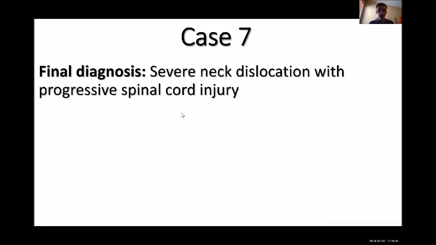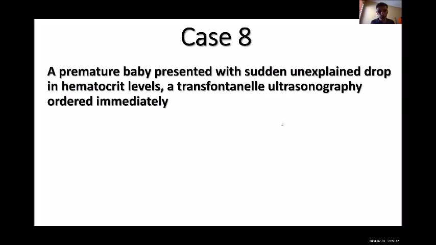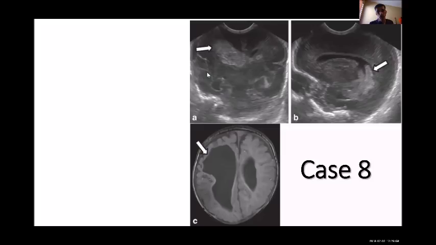Okay, so the diagnosis: severe neck dislocation with a progressive spinal cord injury. Case number 8: a premature baby presents with a sudden unexplained drop in hematocrit level, and transfontanel ultrasonography was ordered immediately. For people who don't know the ultrasound, this is a coronal view. It's an anterior fontanelle, this is the right side, this is the left side. This is a sagittal view of one of the sides, I think the right side, and this is some time later.